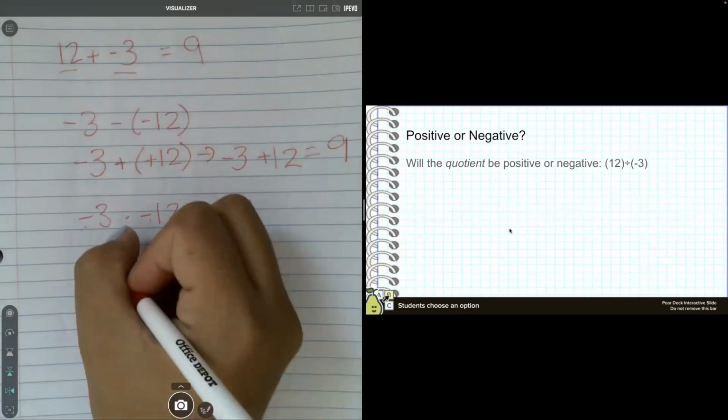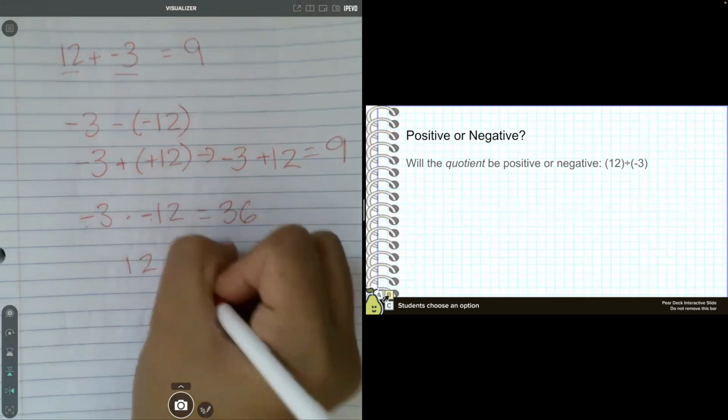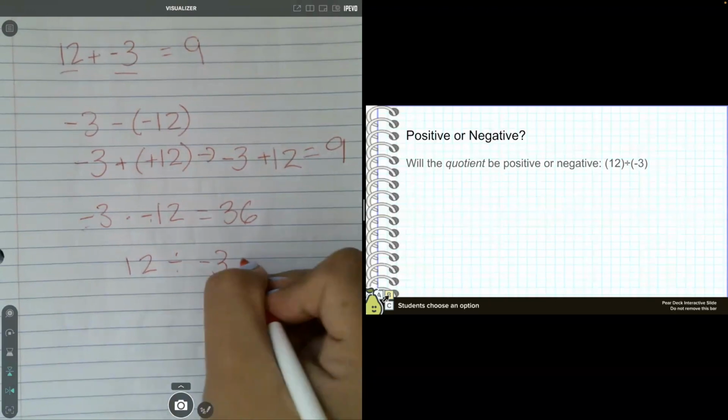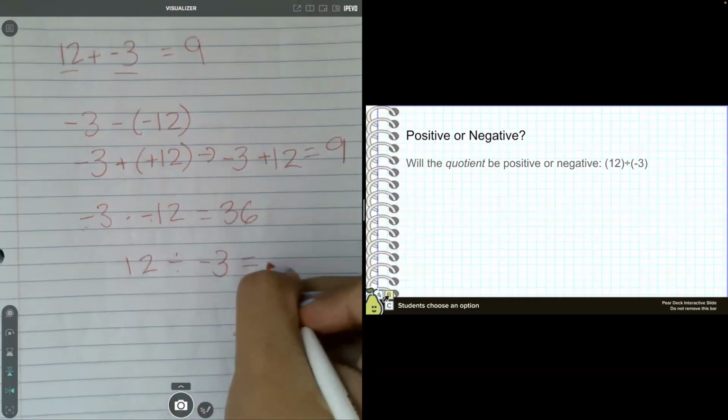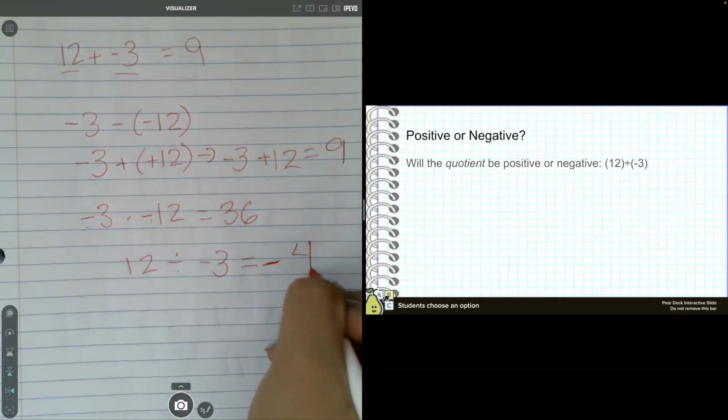Now it's asking for a quotient. We are dividing 12 by negative 3. There's only one negative sign here, and there's nothing to cancel it. So our answer now is going to be a negative number, right? They're opposite signs, we get a negative answer, -4.